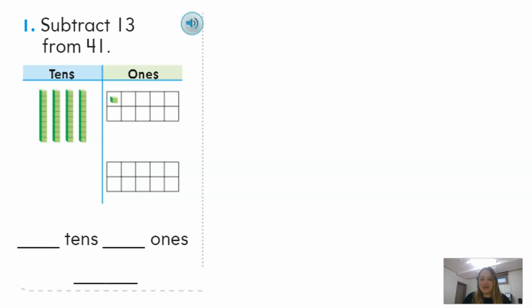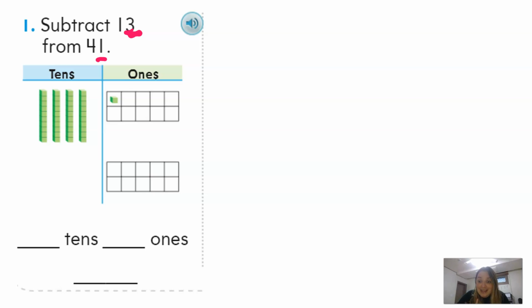Okay, here we go. We're going to do number 1. It tells us to subtract 13 from 41. So what I'm going to do, 13 from 41. Well, I cannot subtract that 3 because I only have 1 in the ones place. How could I take away 3 if I only have a 1? What can I do? That's a problem. What can I do?